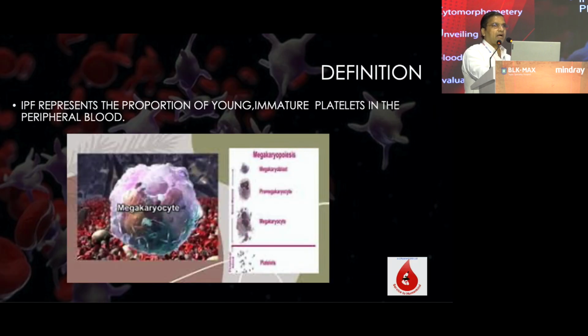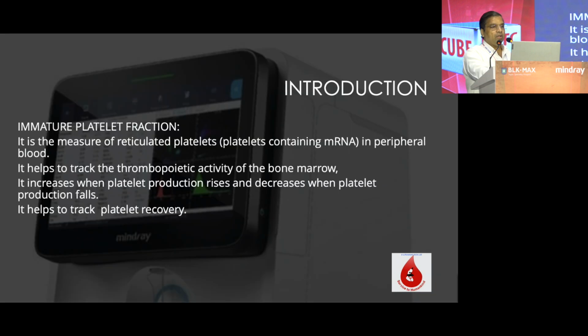Sir, IPF, we all are talking about IPF. You all know these are the portions of young immature platelets in the peripheral blood. It is a measure of reticulated platelets, platelets which contain mRNA in the peripheral blood. It helps to track the thrombopoietic activity of the bone marrow. It increases when the platelet count increases and decreases when the platelet count falls.